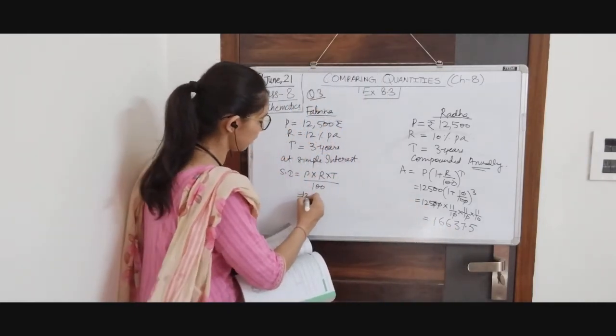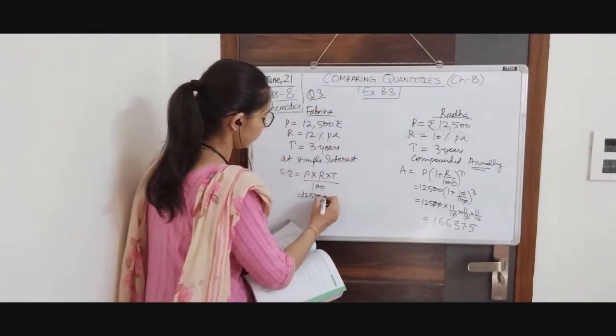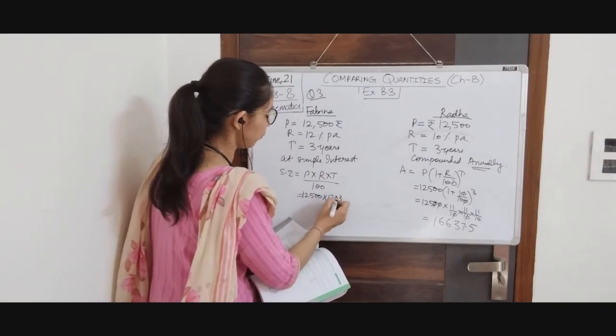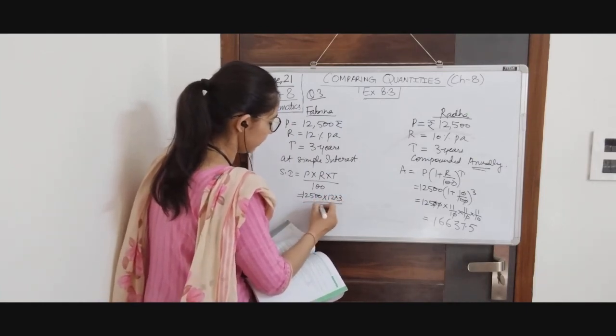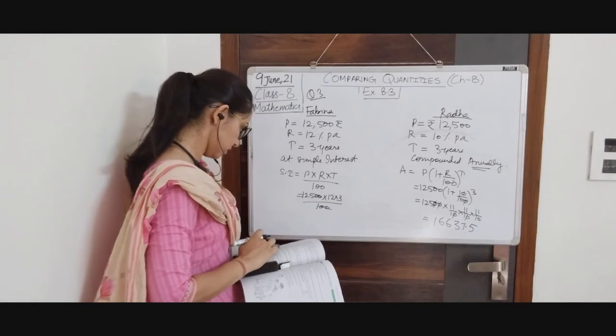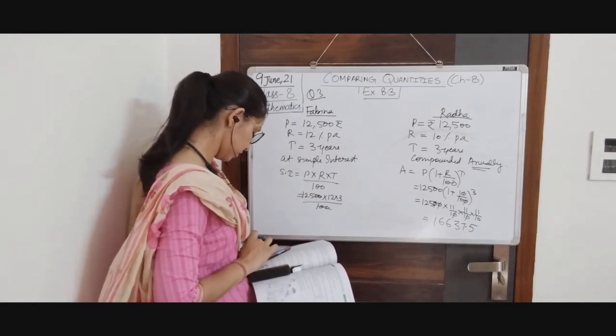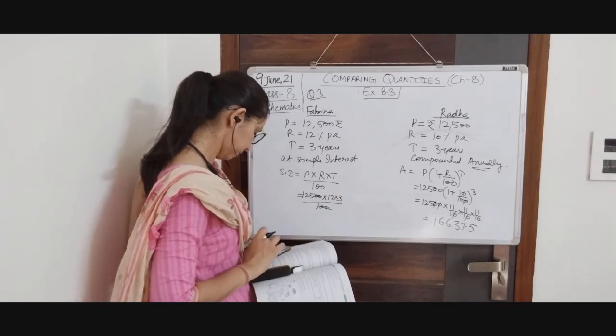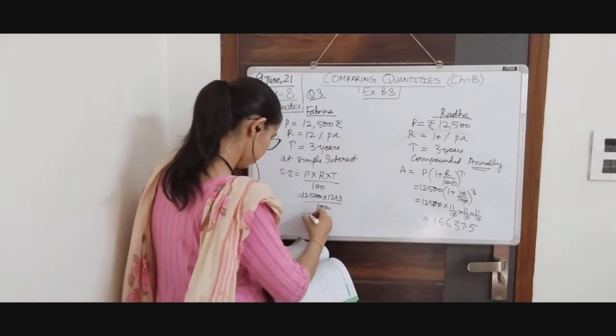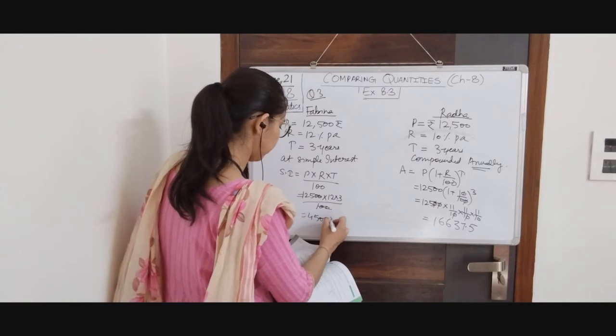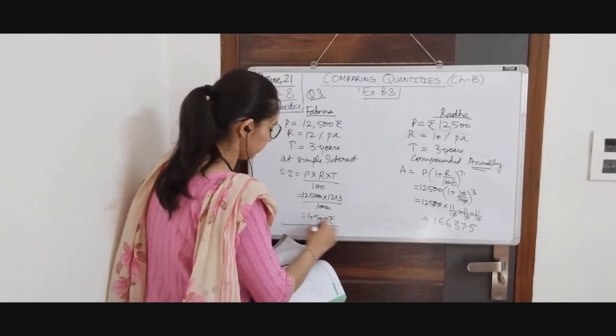In this case, it will be 12,500 into 12 into 3 by 100. So it will be 125 into, it will be equal to 4500. This is your interest. Okay, this is your interest.